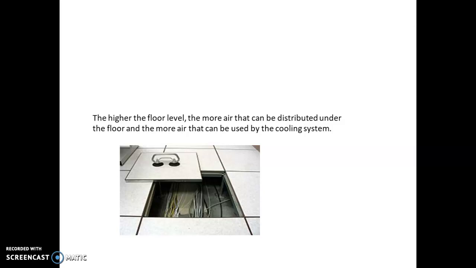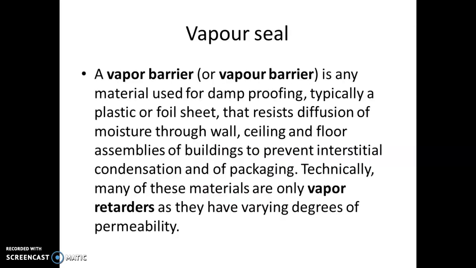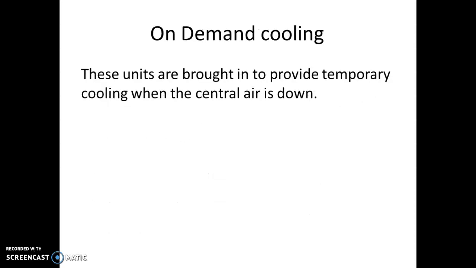The higher the floor level, the more air can be distributed under the floor and the more air can be used by the cooling system. And the third method is the vapor barrier or vapor seal. The vapor barrier is any material that is mainly used for damp proofing. We can make use of a plastic sheet or a foil sheet as a vapor seal.